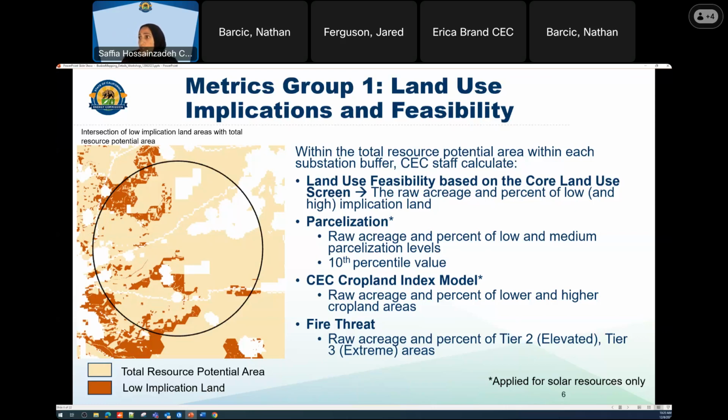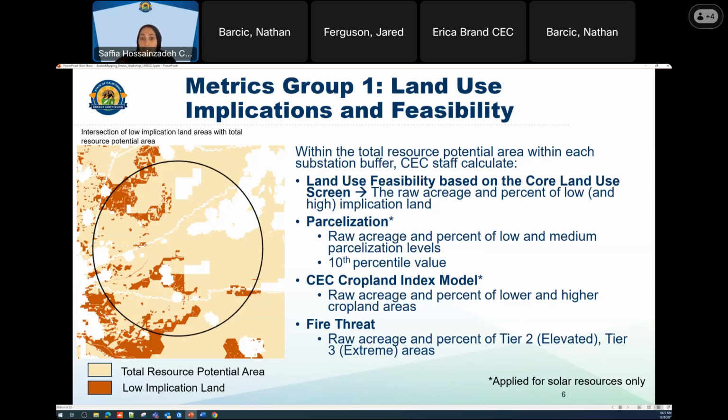So this image here on the slide just shows visually how that first metric, the land use feasibility criteria based on the core land use screen, turns out. So in tan, you see the total resource potential area. Again, that's the area when you remove the protected area layer and the techno-economic exclusion layer.